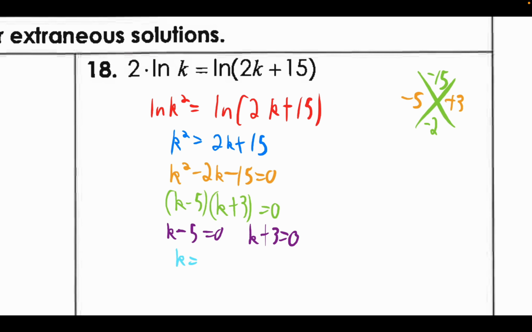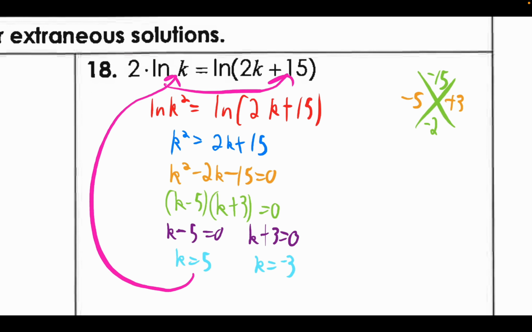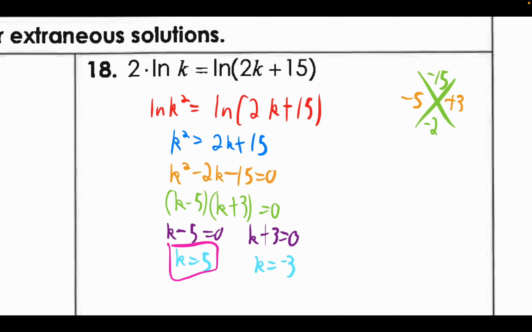And then add 5 to each side to get k equals 5 or k equals negative 3. And then I check for extraneous solutions, and as I check, 5 works in both, so 5 is fine. But negative 3 doesn't work, specifically in this left one. And so that one is extraneous, and so we label it as such.